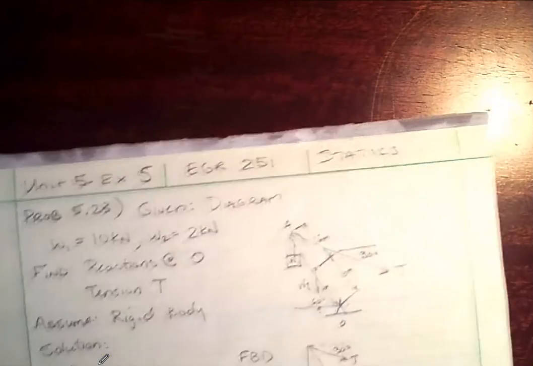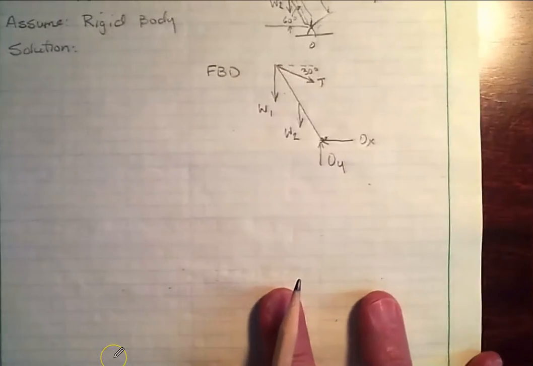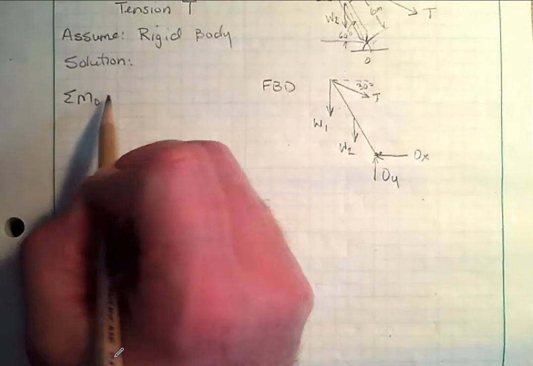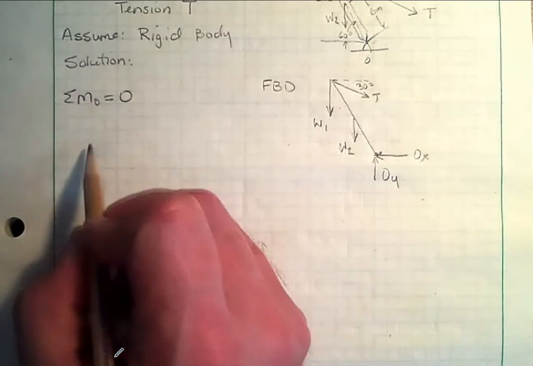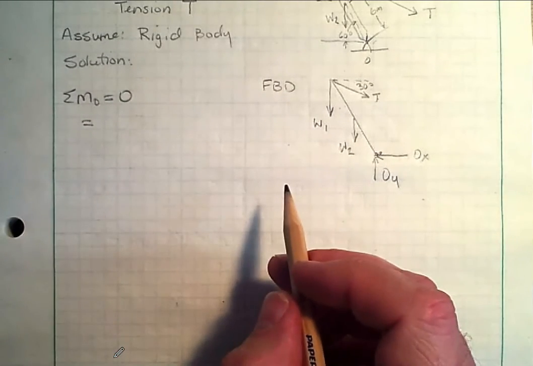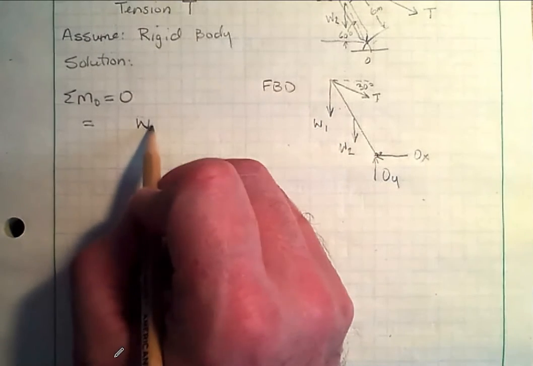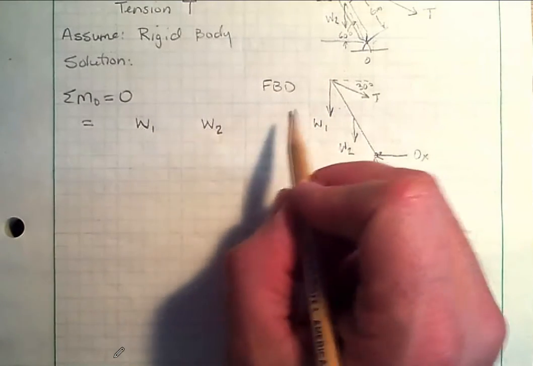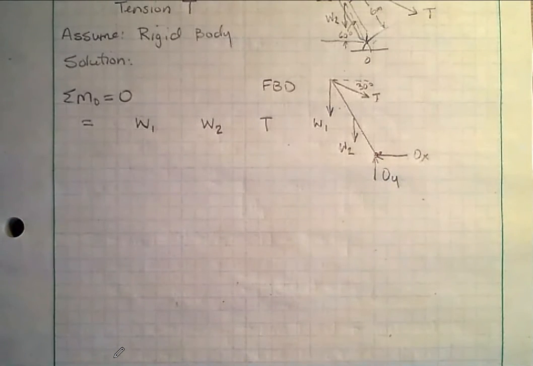So let's set up and show what forces we have about point O, or forces that cause moments about point O. We know they're going to be equal to 0. And so what do we got? Well, we have W1, we have W2, and we have T.